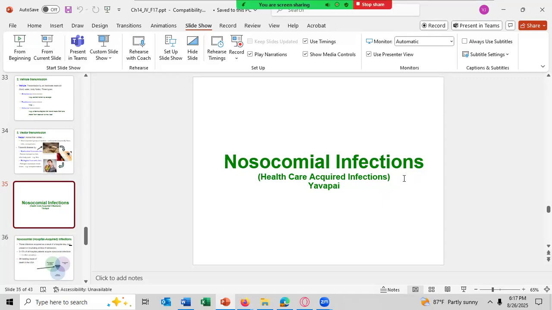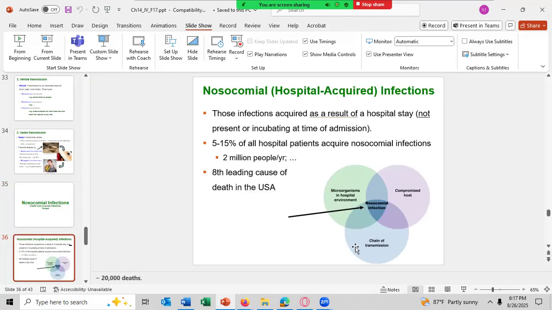That's the place where a nosocomial infection agent can happen. Nosocomial or hospital-acquired infections happen as a result of the hospital stay. The patient did not have them before checking into the facility. It happens to 5 to 15% of all hospital patients in the United States who come down with a nosocomial infection. This is 2 million people per year in the United States, causing 20,000 deaths per year.